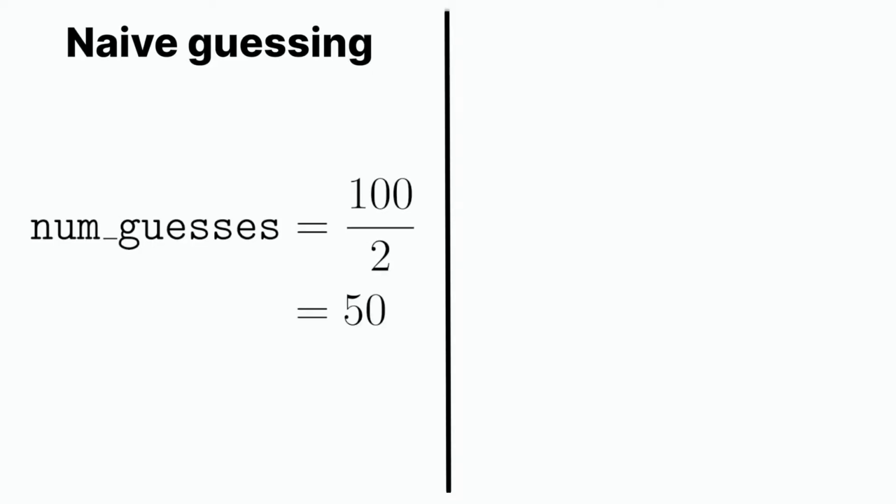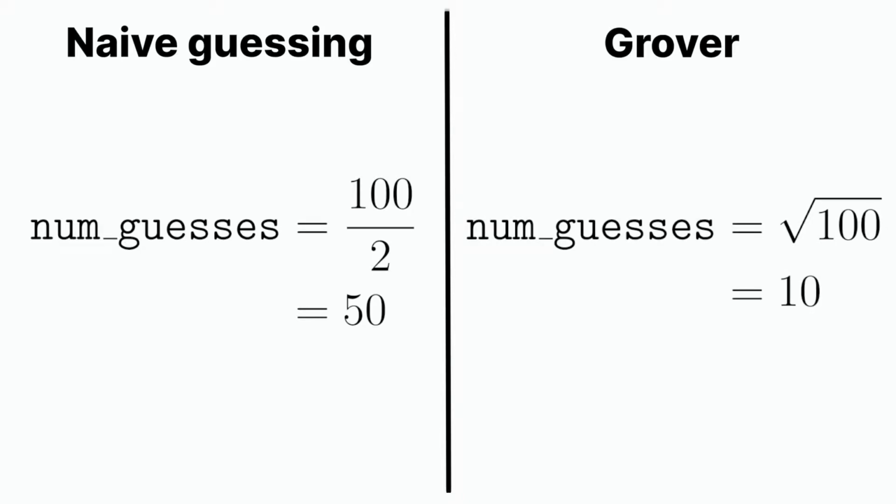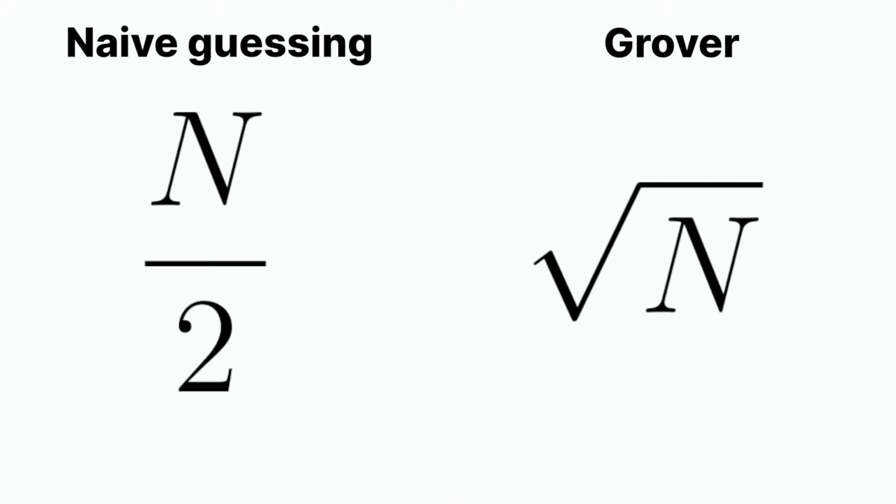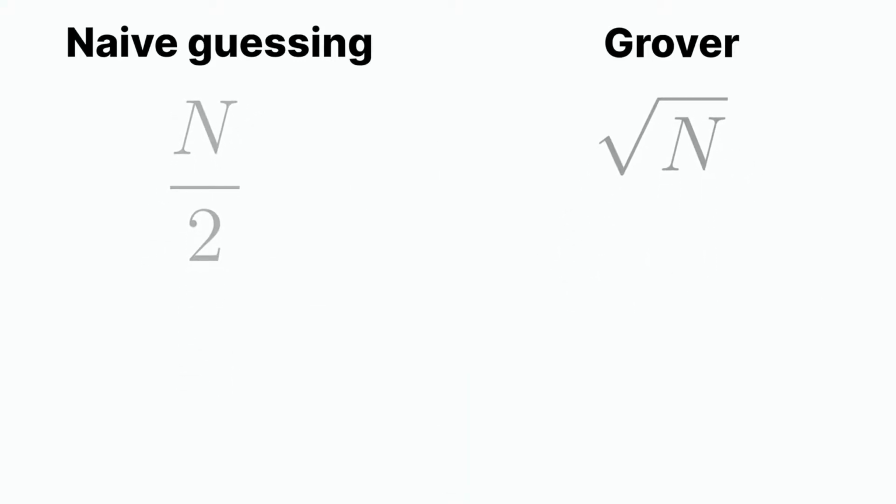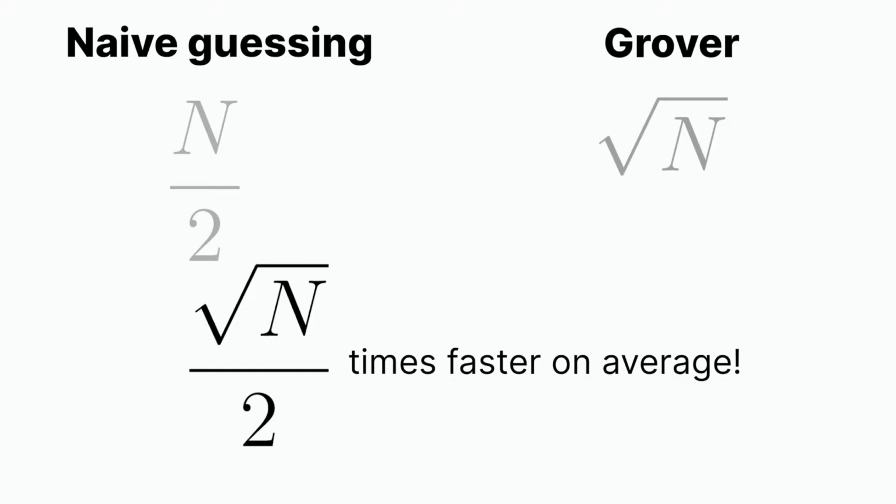But if we have 100 numbers, on average, we will need 100 divided by 2, which means 50. What Grover says is that using these quantum ideas, by only asking the square root of N, the square root of 100, which means 10 questions, we will be able to know my favorite number. And this is the important point: the quadratic speedup is in the average amount of questions that we have to ask in order to find our element.